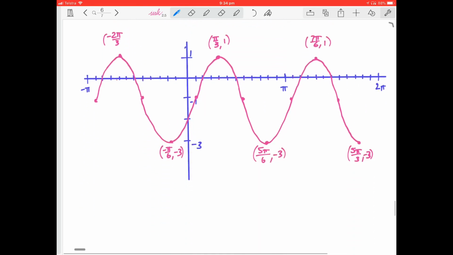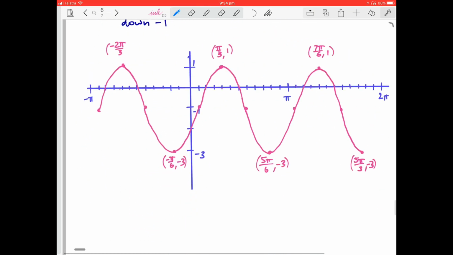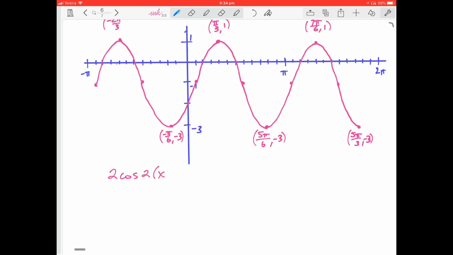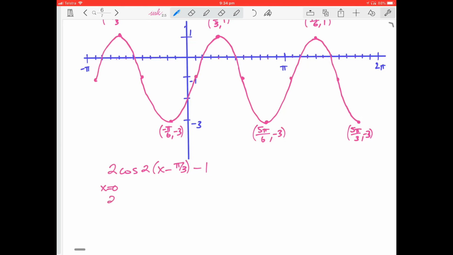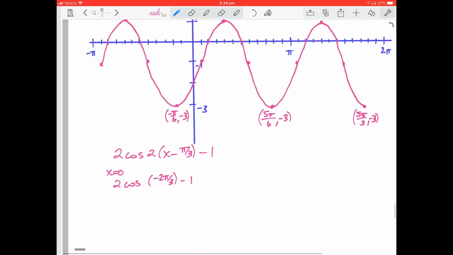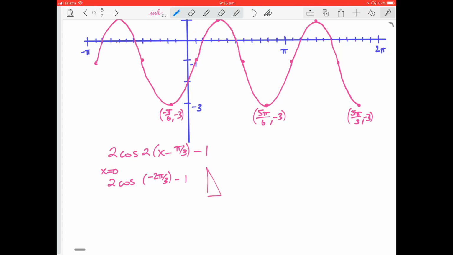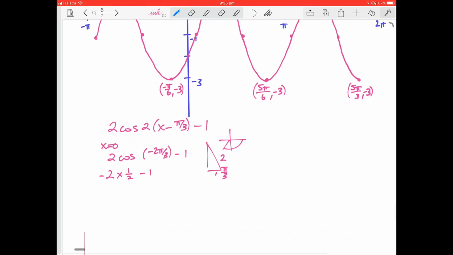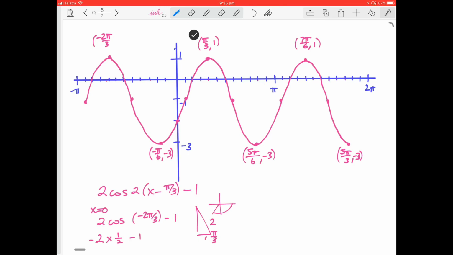Let's get our y-intercept. So 2 cos(2x - pi/3) - 1, x equals 0. We get 2 cos(-2 pi on 3) - 1. Negative 2 pi on 3 is going to put us into the third quadrant where cos is negative. So negative 2 times cos of pi on 3 is a half. So negative 2 times a half, then minus 1, which is negative 2. So that looks like it's negative 2, and it actually is: 0, negative 2. The endpoint here will be negative pi, negative 2. The endpoint here will be 2 pi, negative 2.